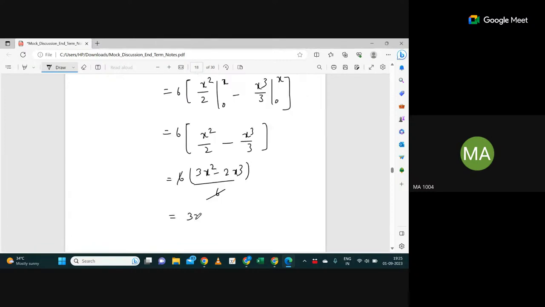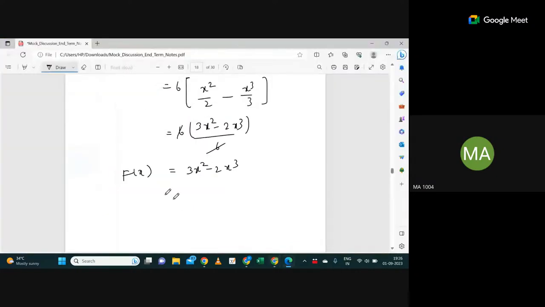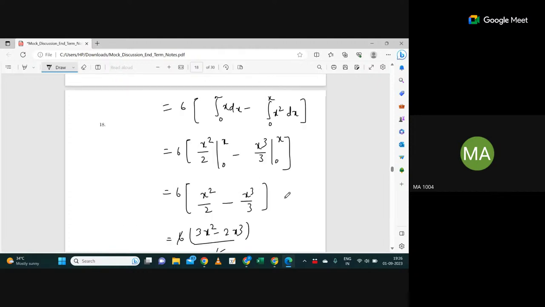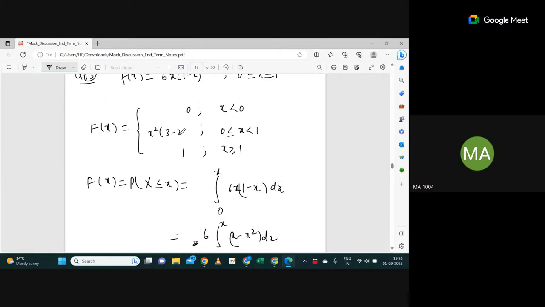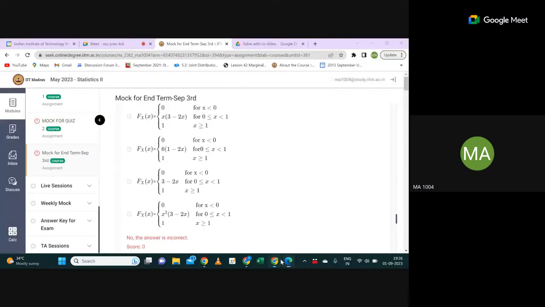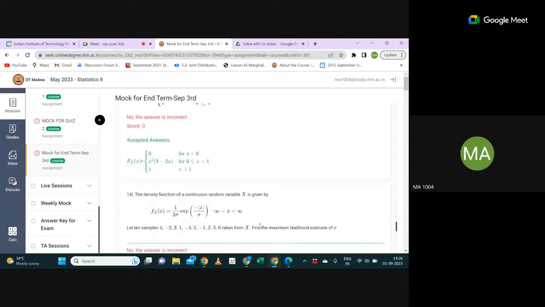minus 2x cube. Let me see, is there any option with 3x square? They have actually taken x square common in the answer. So I can take x square as common: x square times (3 minus 2x). So F(x) will be this thing for 0 less than x less than 1. I think it's a simple, minor integration, right? Is this clear? Yes, sir.